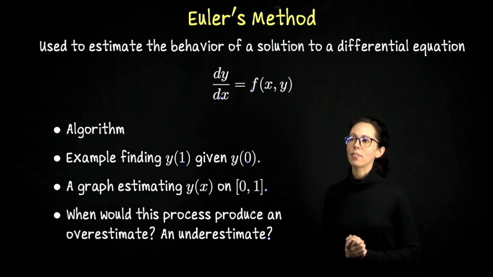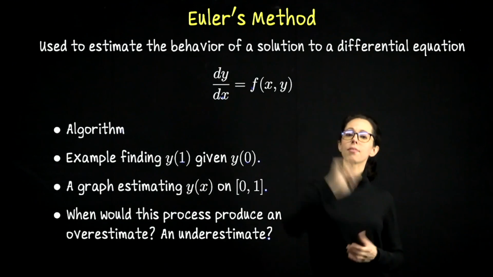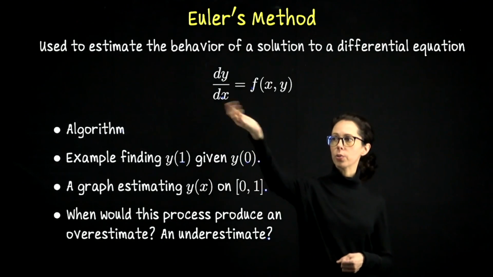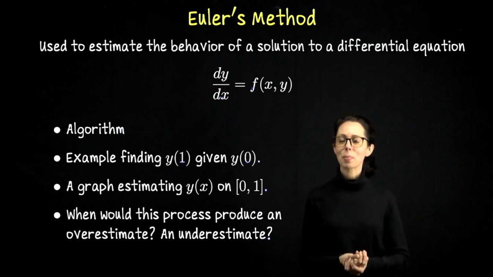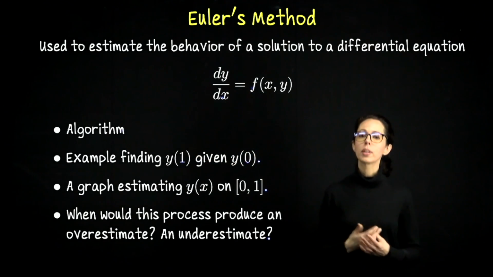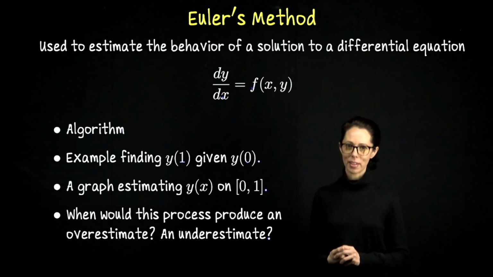So imagine that we have a differential equation which we can write in the form dy/dx equals f of x and y. So this is a first order differential equation where I've put the derivative of the function with respect to the independent variable x on the left and then moved everything else to the right. We're going to name that right-hand side f of x and y because we'll use it when we write down the formula for Euler's method.